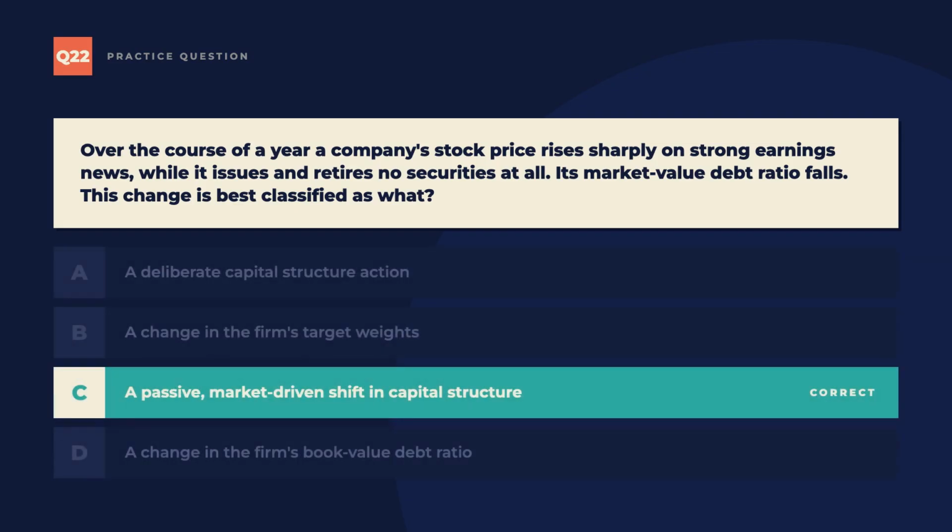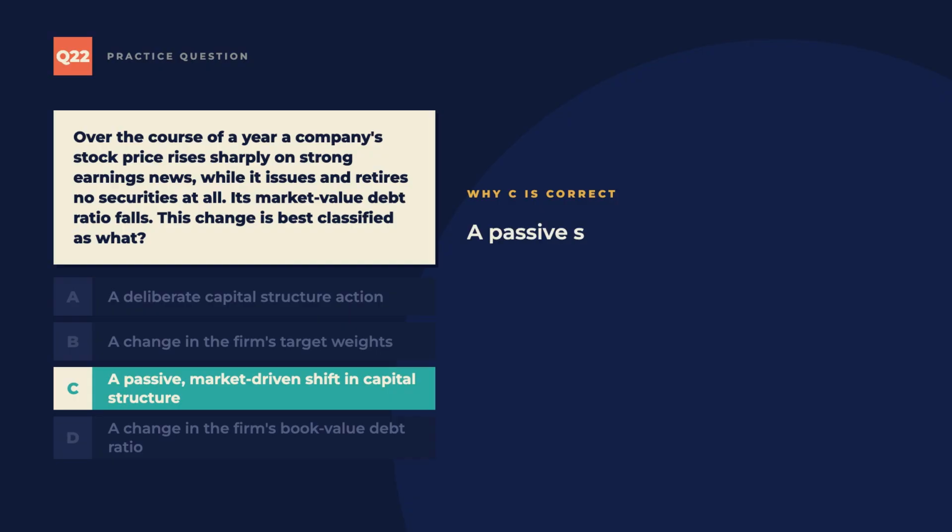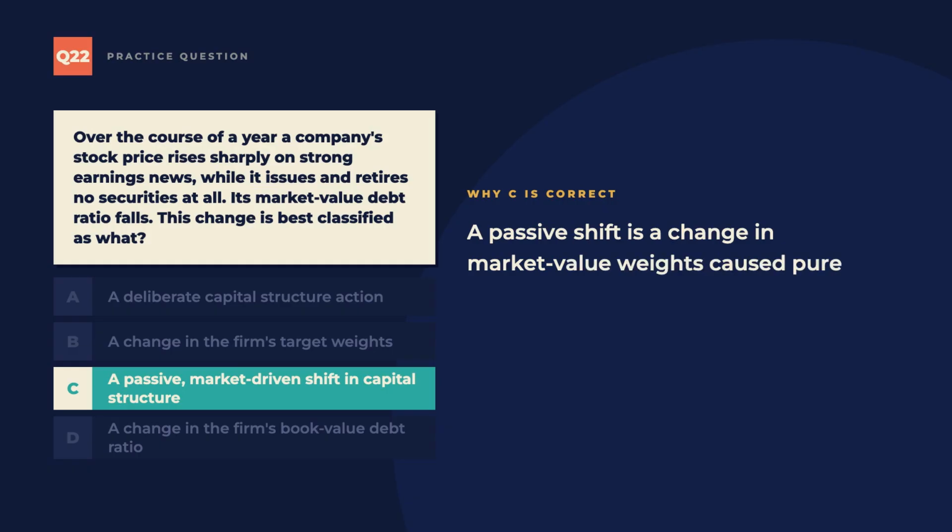The correct answer is C. A passive market-driven shift in capital structure. C is correct because a passive shift is a change in market value weights caused purely by stock price movement.